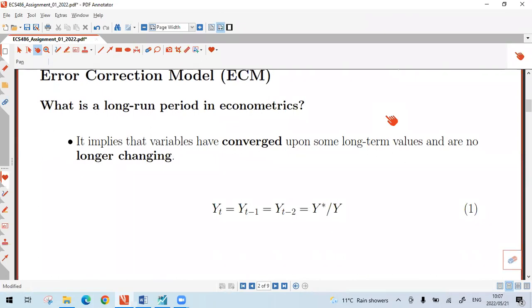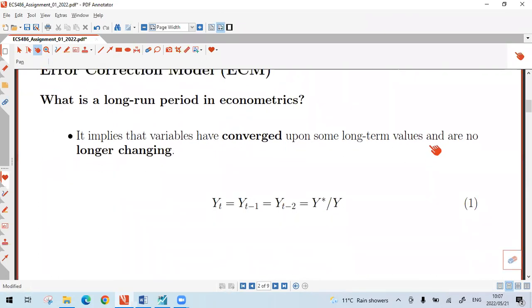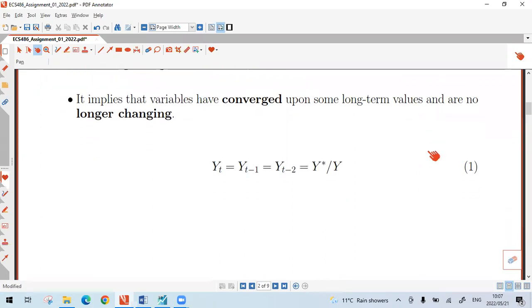This is some of the things that we discussed last time we met. That was the long run period. What is a long run period in econometrics? We say that it implies that variables have converged upon some long-term values and are no longer changing. You can also have XT of the current period equal to XT of the previous period, equal to XT of the last 2 years. If these are equal, they are converging upon some long-term values.